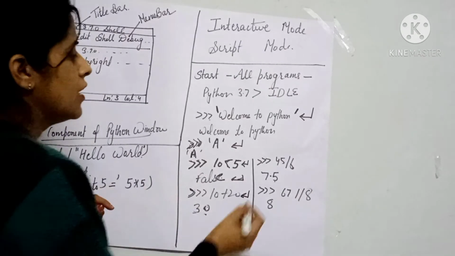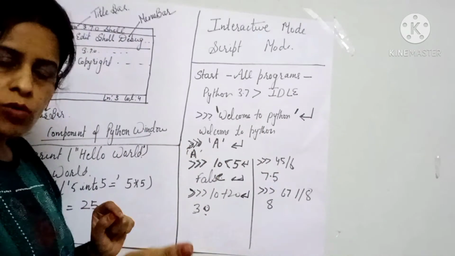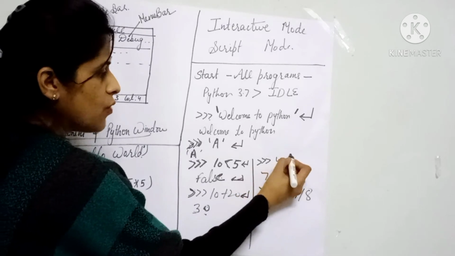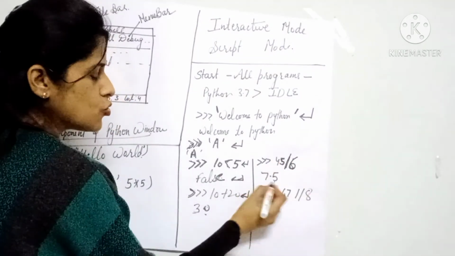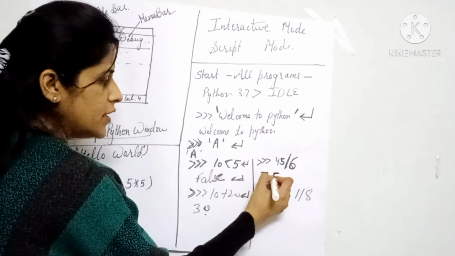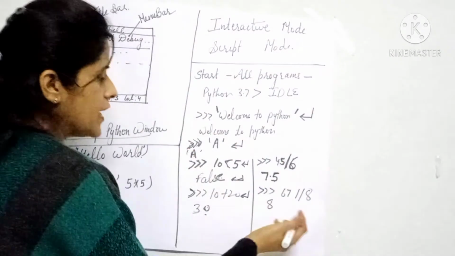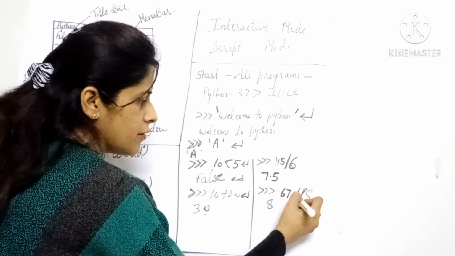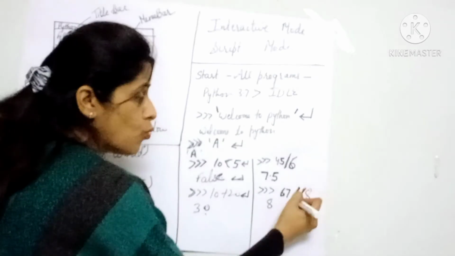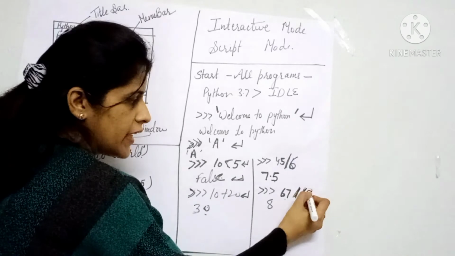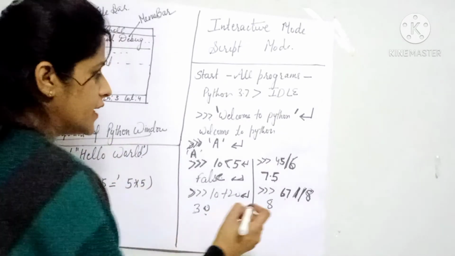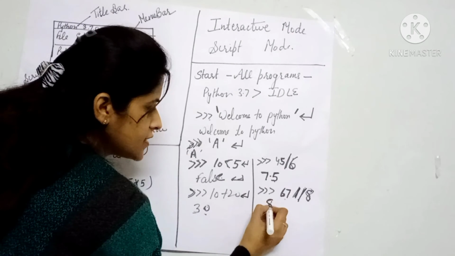After this, I am using it as a calculator also. I can use it in this command prompt. 45 divided by 6. It is showing you the answer, that is 7.5. And at the next command prompt, I am using 65 and the modulus operator. I am using 65 mod 8. It is dividing, but it will not show you the decimal part. It is giving you the whole part. That answer is 8.